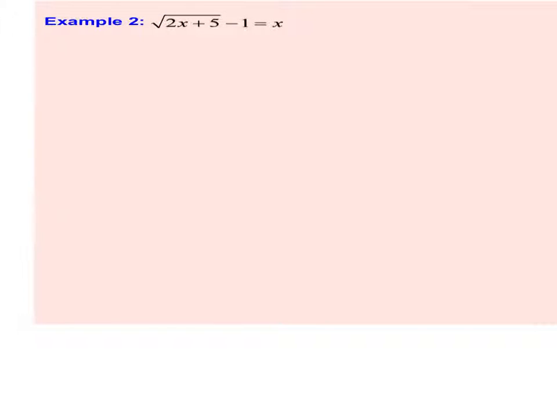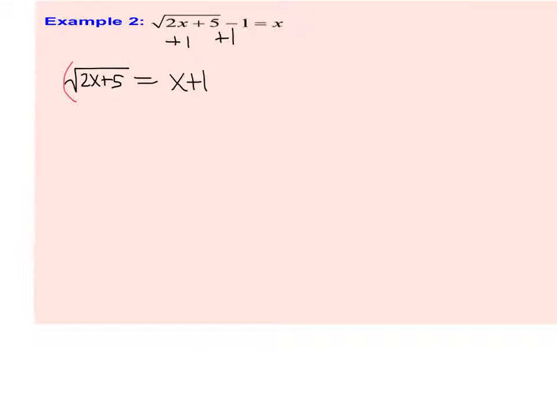Okay, example 2, same directions. We're just going to solve this radical equation. So step 1 is always to isolate the radical first on one side of the equation. So we have the square root of 2x plus 5, but that's not isolated. There's also this minus 1 on that side of the equation. So what we need to do is add 1 to both sides. So now our square root is isolated.